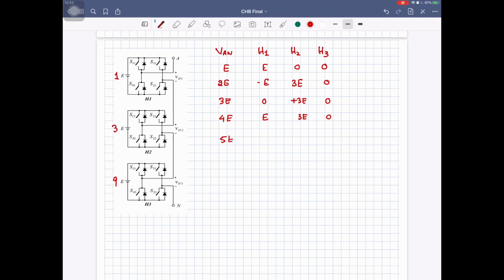you can get E from here, 3E from here, and the 0 from here. To get 5E, you can have 9E from here, minus 3E, and minus E.